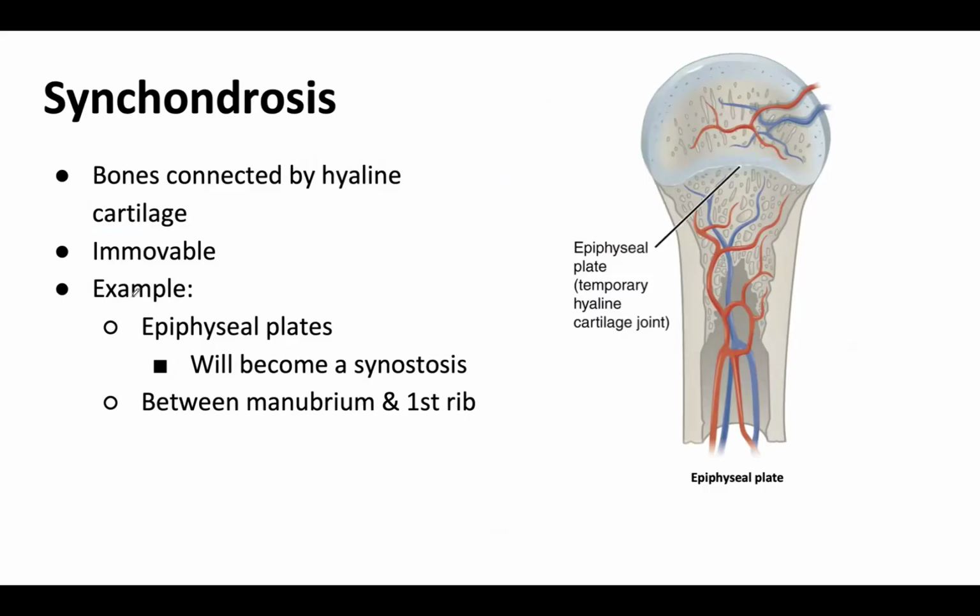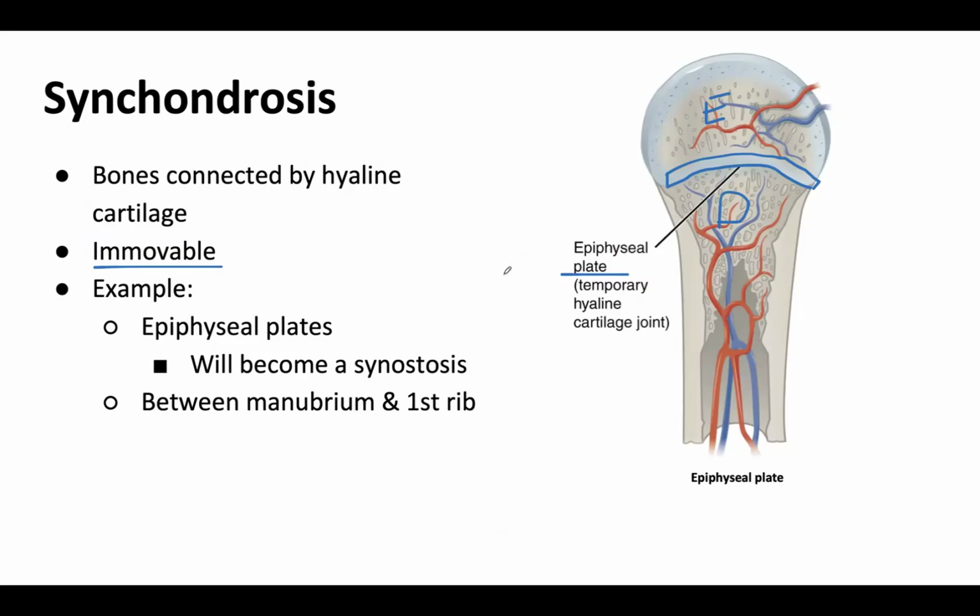And here we're going to have the solid sheet of cartilage being hyaline cartilage. And there is no movement associated with a synchondrosis, so these are immovable. And the most common example of a synchondrosis is the epiphyseal plates that are located between the epiphysis and the diaphysis. And this is particularly important, as we've discussed in detail, in terms of growing bone in length.